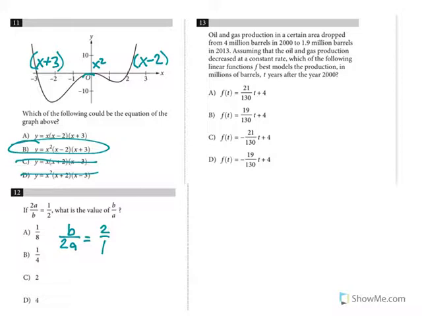We don't want to know what b over 2a is. We want to know what is b over a. So we need to clear that fraction. Multiply both sides by 2. That clears the fraction, giving us b over a equals 2 over 1 times 2 is 4.